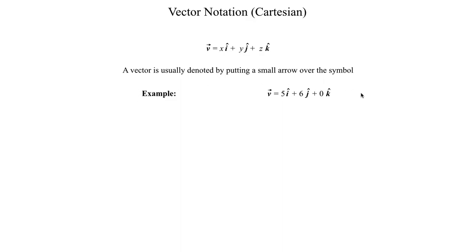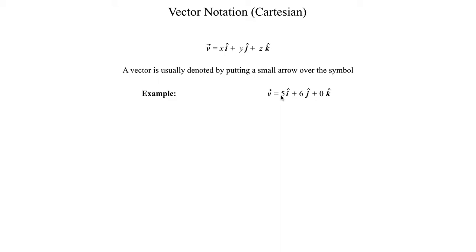Let's consider this vector quantity that's given on the screen here, where some vector v is equal to 5 i hat plus 6 j hat plus 0 k hat. Going back to what I said earlier, the number in front of the i hat unit vector represents how many units in the x direction the vector extends.